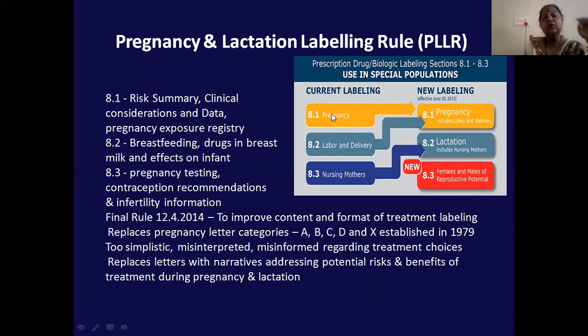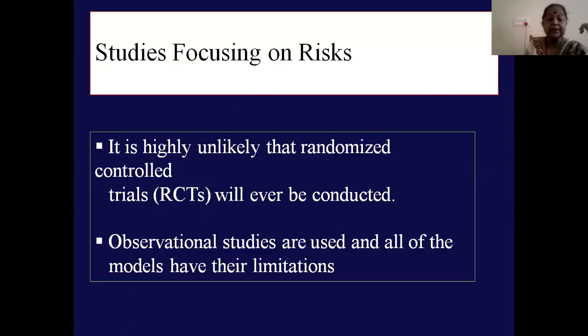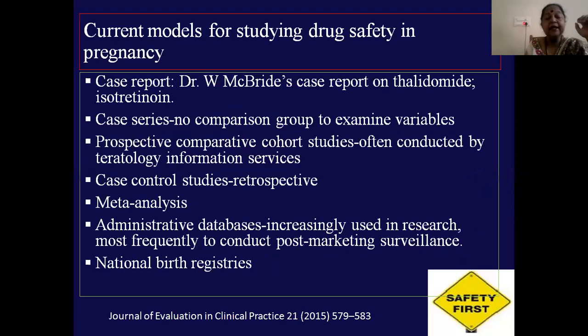So this is now the new labeling system yet to exist. I have not seen any bottle or anything written 8.1, 8.2, 8.3. We still have that in our mind, A, B, C, D, X, whatever is established long ago in 1977. So what are the studies which are focusing on the risk? It is highly unlikely that we conduct any RCTs in pregnant women to study the drugs. And these observational studies are used, and all the models have their own limitations. Secondly, what we know is only the case reports.